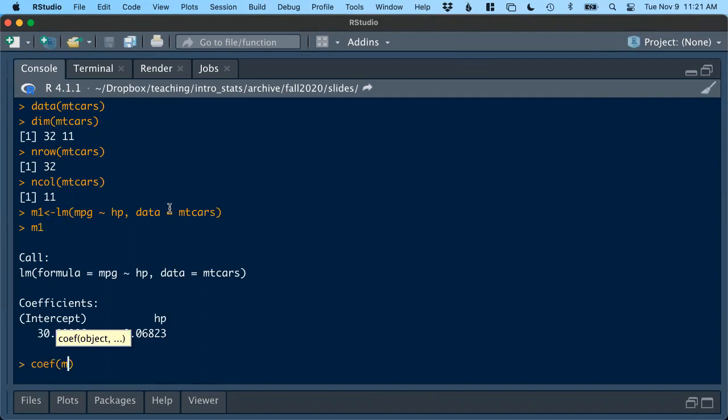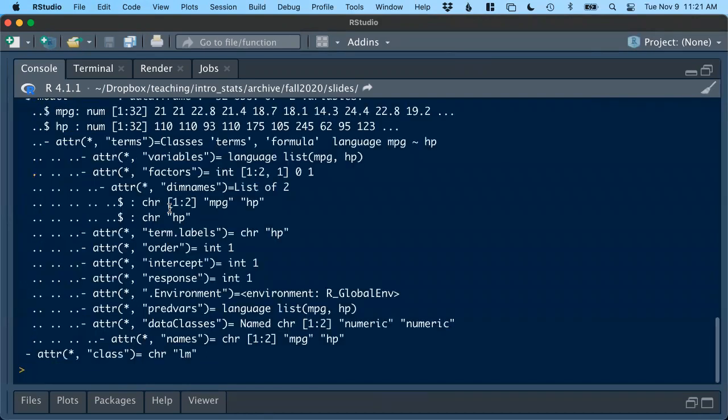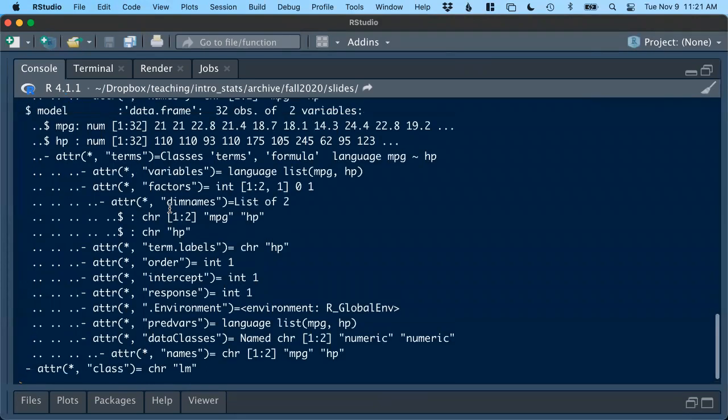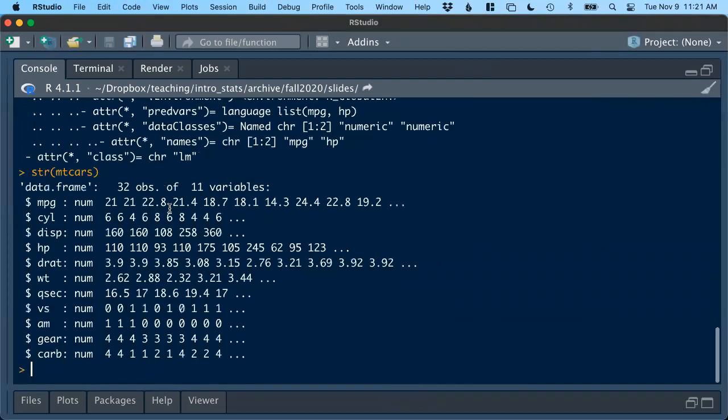Remember before we used coef to just extract the coefficients portion of this object. If I look at what's inside this, it's actually a whole bunch of stuff. If I do str on mtcars, it's going to tell us it's a data frame with 32 observations of 11 variables, and what those all are. mpg is a numeric variable, numeric, numeric. It's all numerics. We could have a character variable or a factor variable there. And then it gives us the first 6 or 7 values.